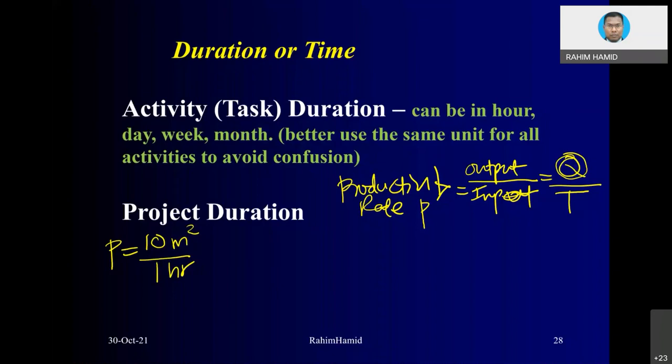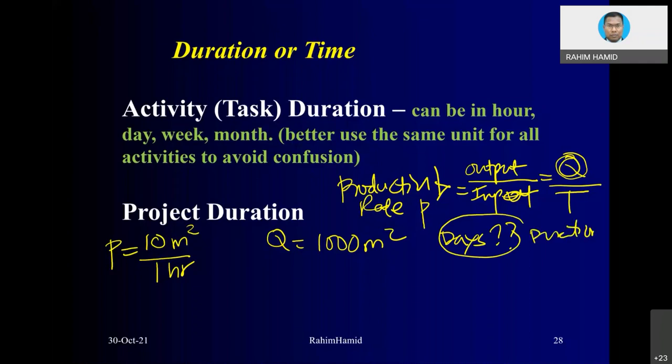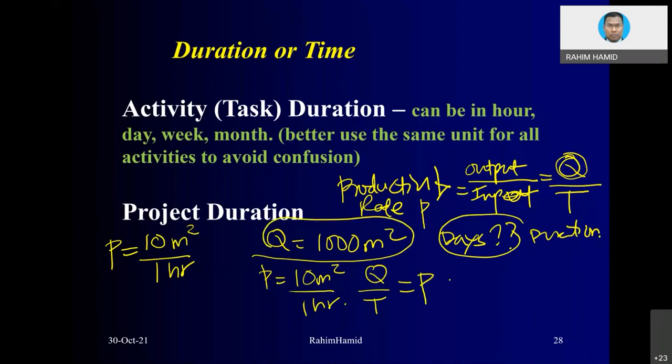Let's say you get a project that requires you to paint 1,000 square meters of wall. The question is, how many days of duration do you require? How are you going to calculate? You can use this equation: P equals Q over T, where P is 10 over 1 hour. Q is given as 1,000, and T is the one you are trying to find, whereas P is the productivity rate for workers.